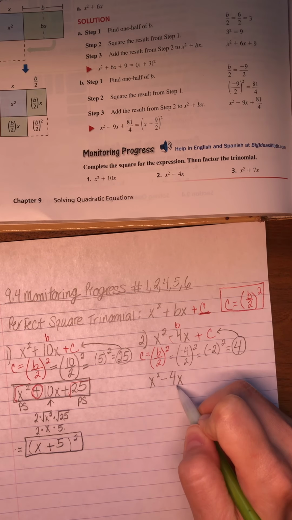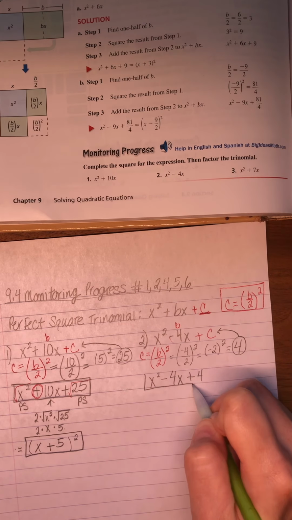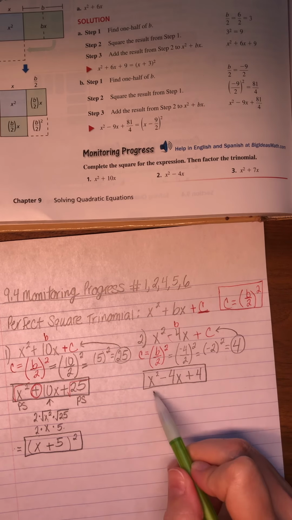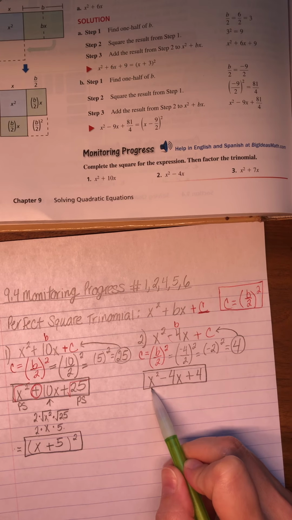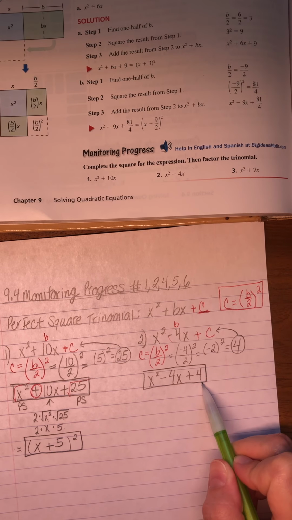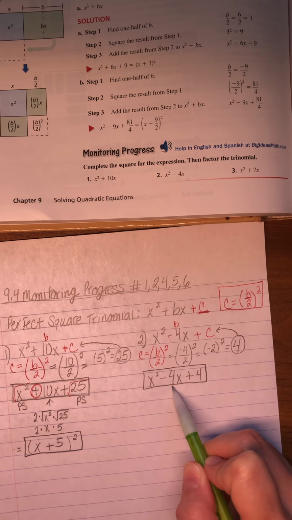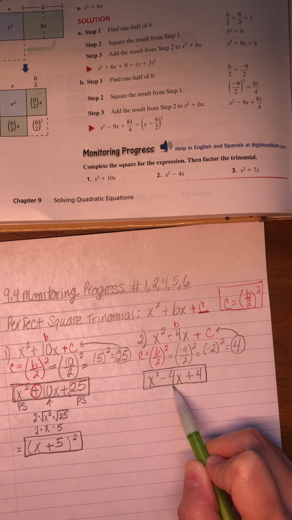So x squared minus 4x plus our new c that we just found, which is 4. And we just completed the square because now this is a perfect square trinomial. We can double check. Is x squared a perfect square? Yes. Is 4 a perfect square? Yep. And is this middle term, ignoring the minus, equal to 2 times the square root of x squared, which is x, times the square root of 4, which is 2? Yeah, this is 2 times x times 2, which is 4x. So that is a perfect square trinomial.